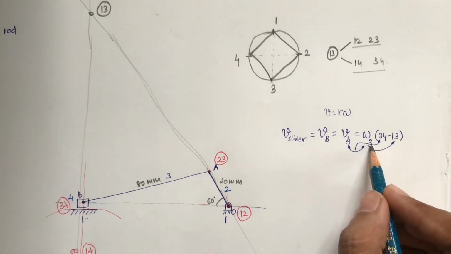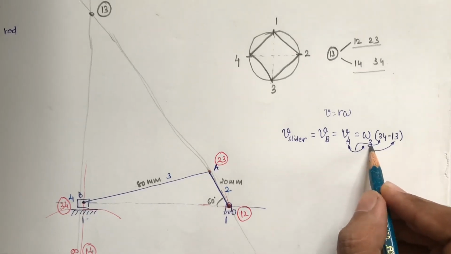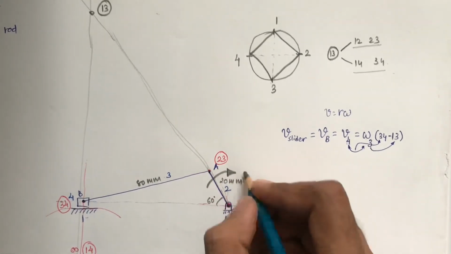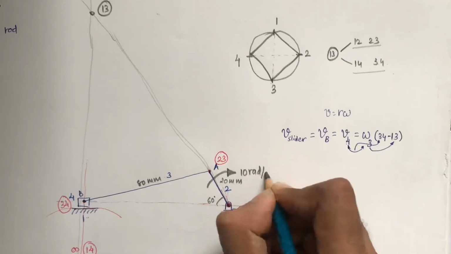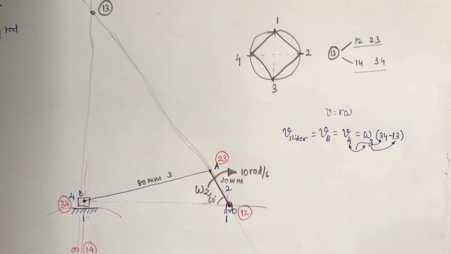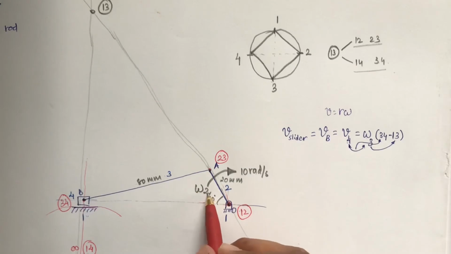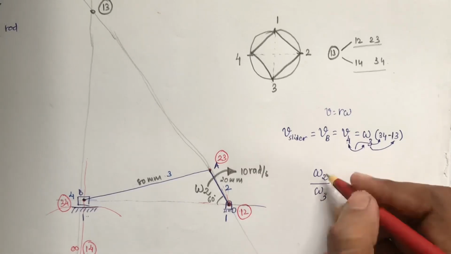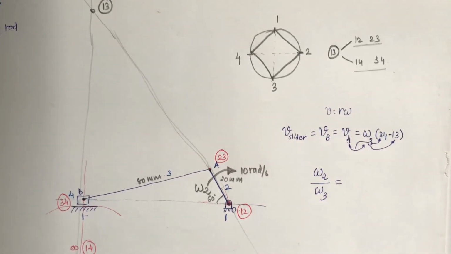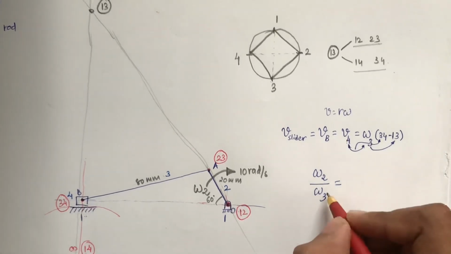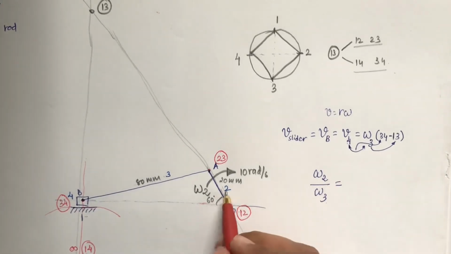Now we also require omega 3, but we don't have it. We have omega 2. It is given that the crank is rotating clockwise with 10 radian per second. So omega 2 is given. Using the angular velocity ratio theorem, 2 and 3 are connected, so we can use that theorem, omega 2 by omega 3; you can write 3 by 2 also. The angular velocity ratio theorem in the instantaneous center method says angular velocity is the reciprocal of the distance from the fixed link. So here 2 and 3 is the ratio because 2 and 3 are connected.